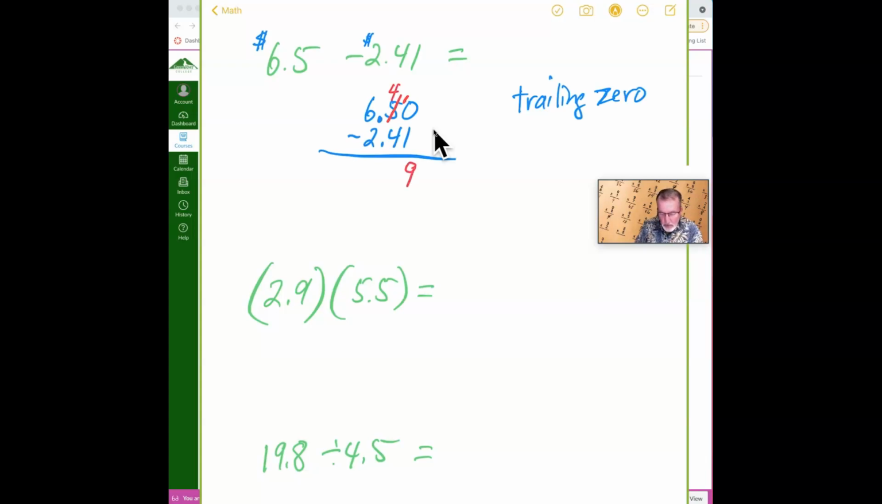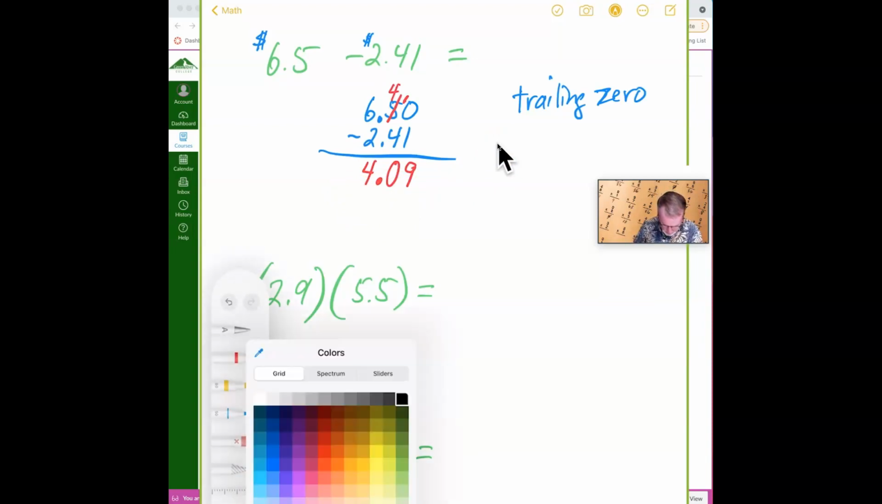4 minus 4 is 0. The decimal point just stays in the same area because we've got all the columns lined up. And then 6 ones minus 2 ones is 4. So you can think of this as $4.09 is your change. And we can demonstrate this is the correct answer by just going backward.